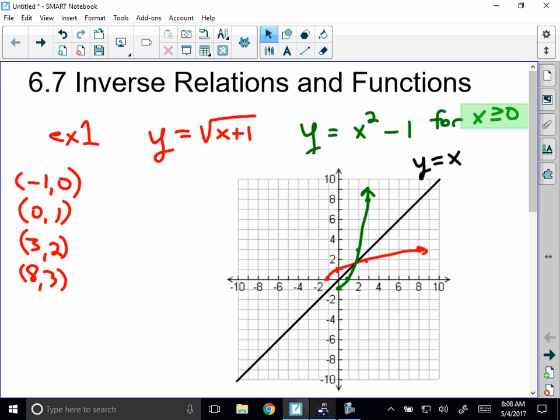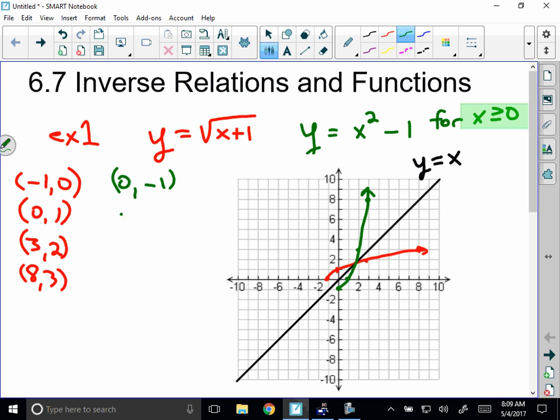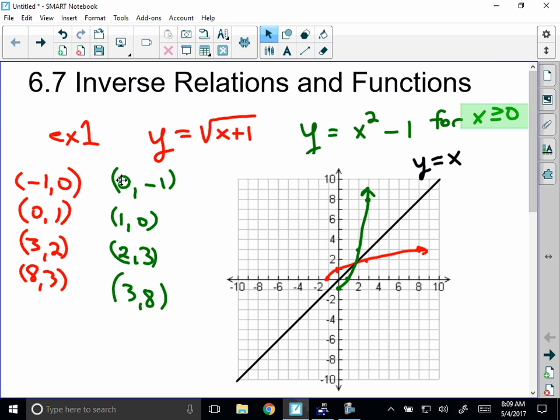All right. So the green function, if I look at some points that the green function passes through, the first one I see is 0, -1. The next one I see is 1, 0. The next one I see is 2, 3. The next one I see is 3, 8. Interesting. Anybody see what happened? They're reversed. They're flipped. X becomes Y and Y becomes X.